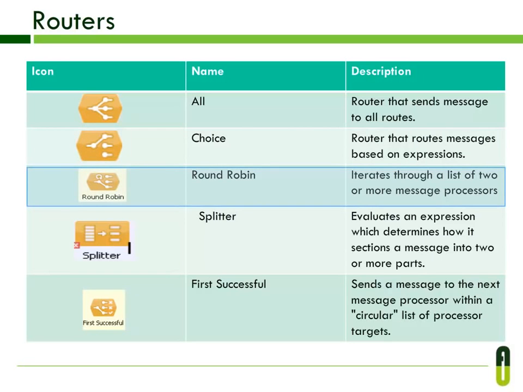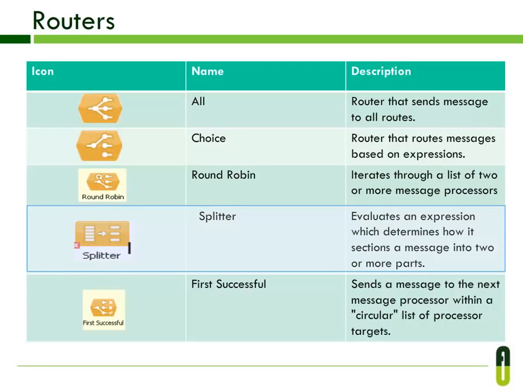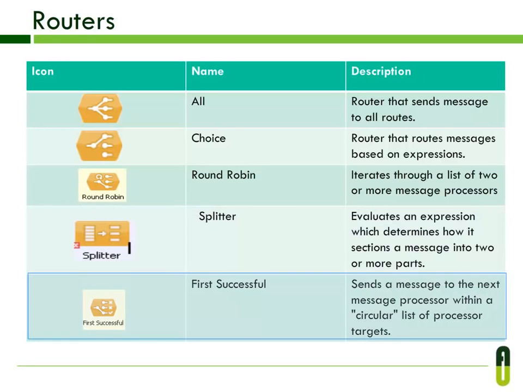Round robin. Iterates through a list of two or more message processors, sending successive messages to the next message processor on the list. When it reaches the end of the list, it jumps to the start of the list and resumes the iteration. Splitter evaluates an expression which determines how it sections a message into two or more parts. The splitter then sends each of these message parts, in sequence, to the next message processor in an application flow. First successful sends a message to the next message processor within a circular list of processor targets.